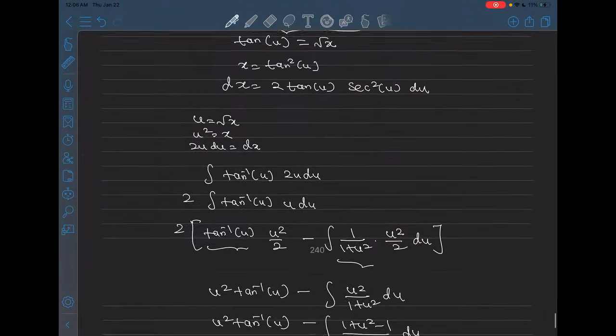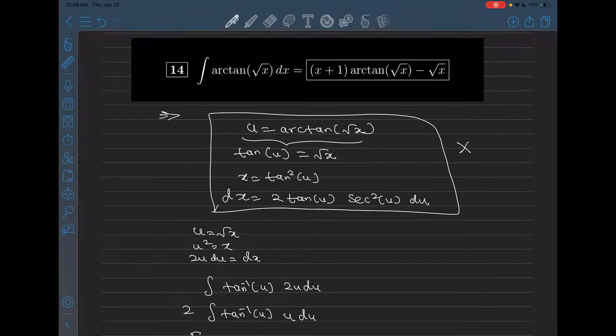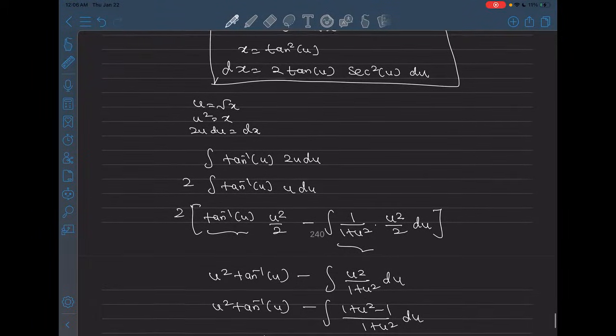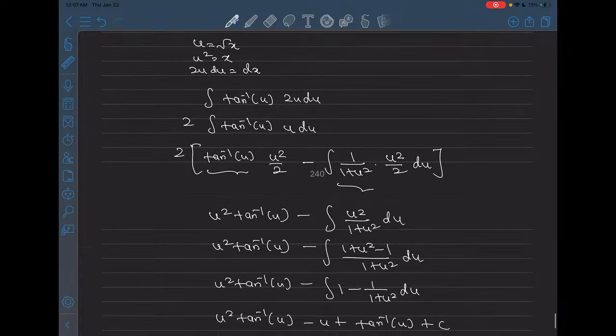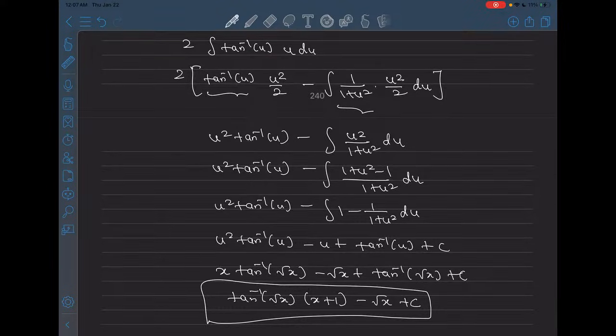To summarize, we first made the u substitution, and then we simplified this a little bit, and then used integration by parts. We had tan inverse u to be differentiated, which is what made the integral easier later on. And that was an easy integral, so we got the answer. This was an easy one, right? This wasn't too hard.